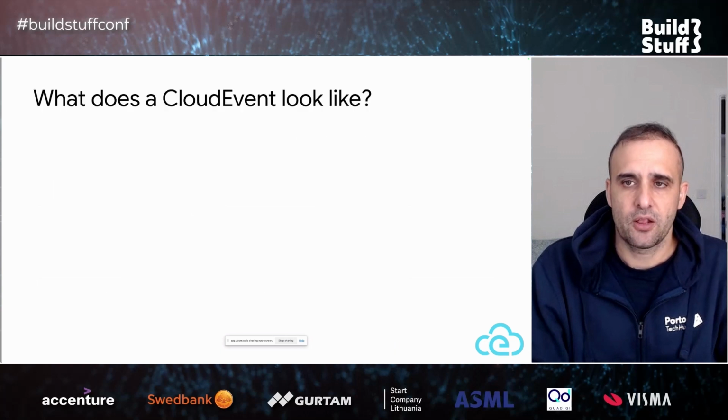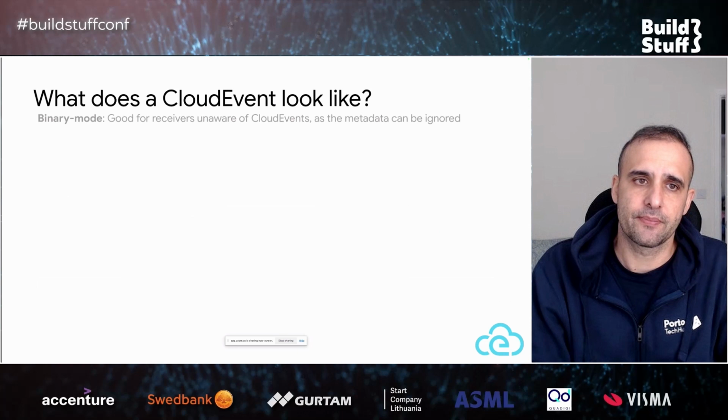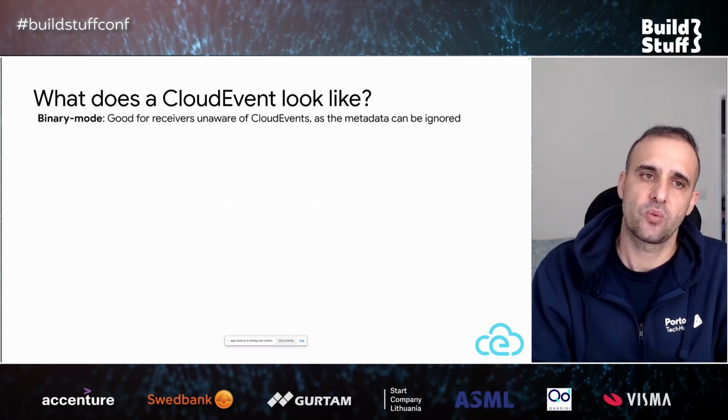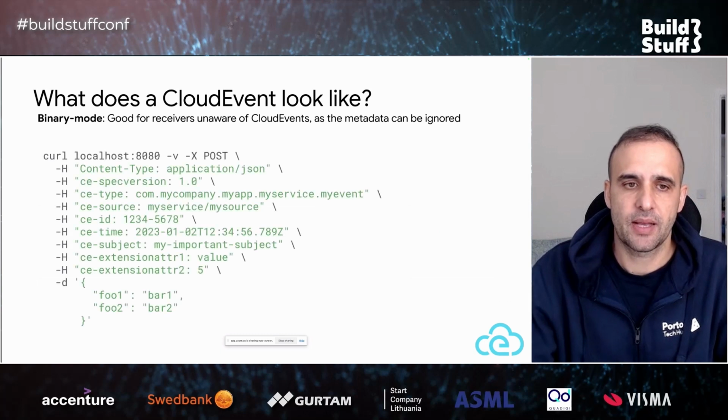And let's actually take a look at an example. So Cloud Events have two different formats. One is called binary mode. And in binary mode, here's an example of a Cloud Event that I'm sending using just plain curl. And you'll realize that there are some headers. These are HTTP headers. And this is the body of the event.